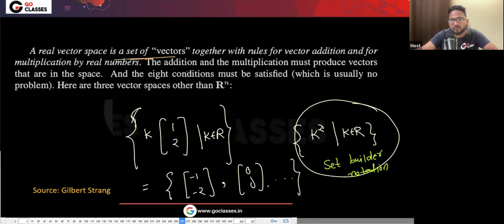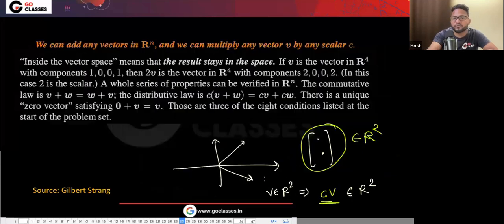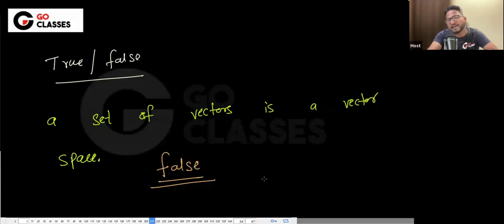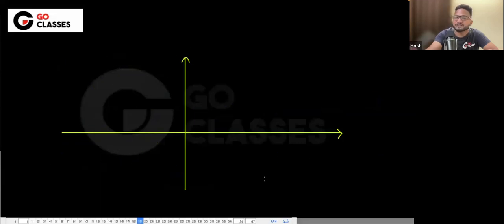A vector space is a set of vectors together with some rules. And what are those rules? For vector addition and multiplication with real numbers. The rule says that the addition and the multiplication must produce a vector in the same space or in the same set. Which we already intuitively understood, which means if you add two vectors, any linear combination of two vectors should be in the same space.